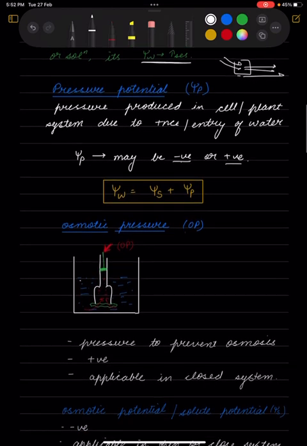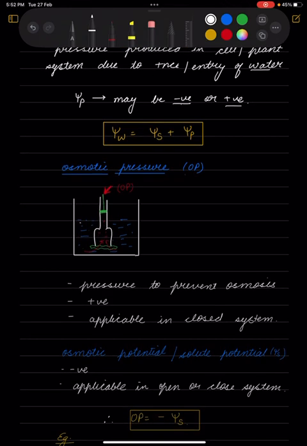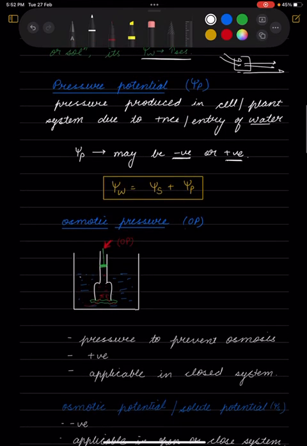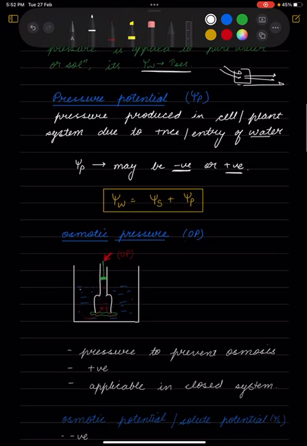And there is one more term, that is pressure potential. So what is pressure potential? It is the pressure produced in a cell or plant system due to the presence of water. That means the pressure being generated in the cell due to the water in it is pressure potential. So pressure potential may be negative and it may be positive. So by combining all this, water potential is equal to solute potential plus pressure potential.